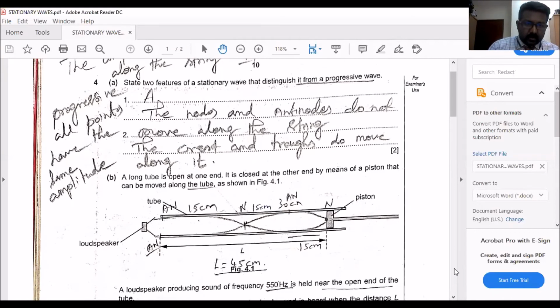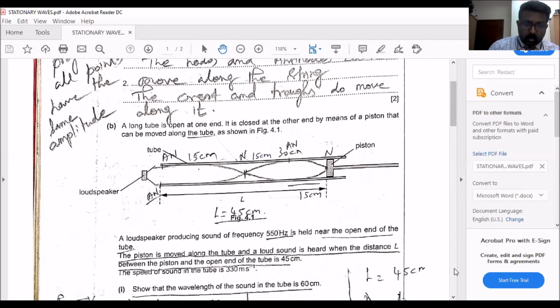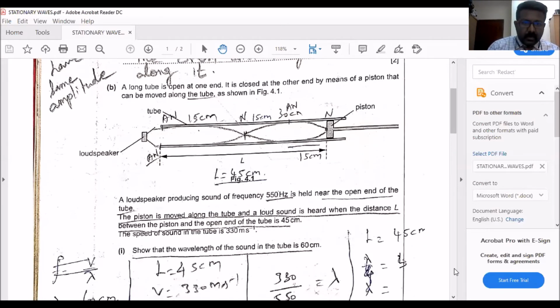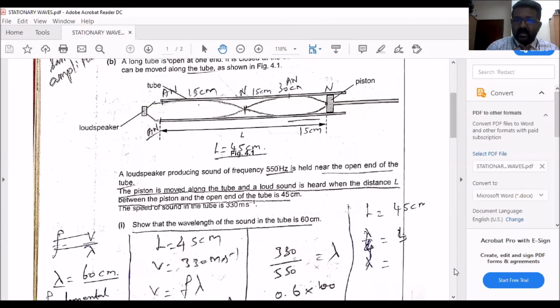And we also have part B. A long tube is open at one end. It is closed at the other end by means of a piston that can be moved along the tube, as shown in the figure. Here, a loudspeaker producing a sound of frequency 550 hertz is held near the open end of the tube. The piston is moved along the tube and a loud sound is heard when the distance L between the piston and the open end of the tube is 45 centimeter. The speed of sound in the tube is given as 330 meter per second. Show that the wavelength of the sound in the tube is 60 centimeter.